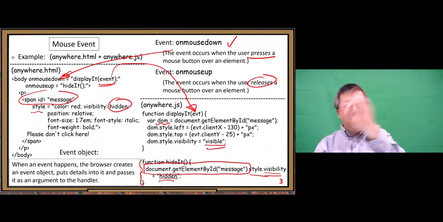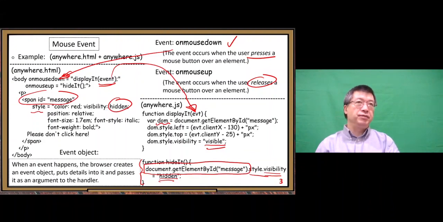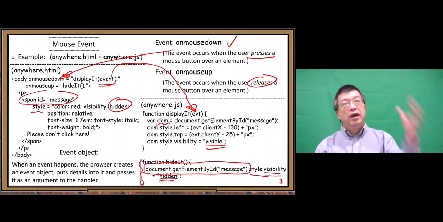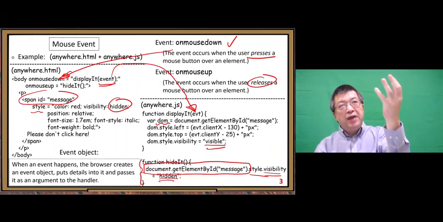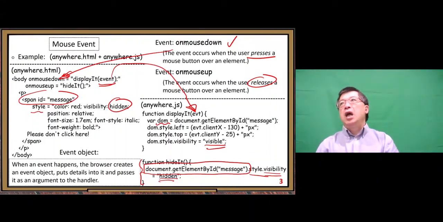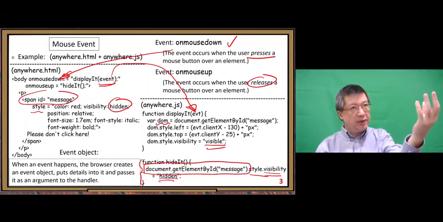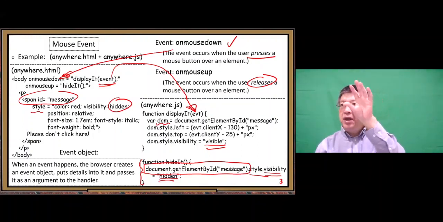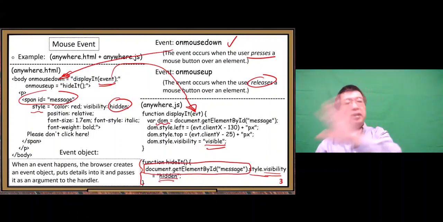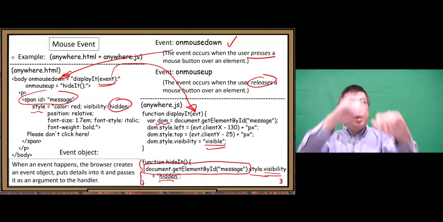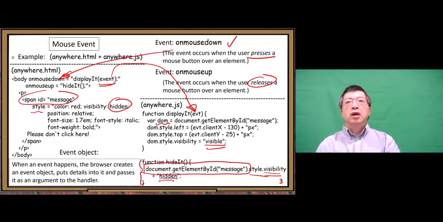Through this simple example, I think you can learn a lot of things. But the most important thing is how to understand the event object, how to pass this object to an event handler, and how to use it inside an event handler. If you can understand all these things, then you can write your own program. All right, so we finish part B.1.